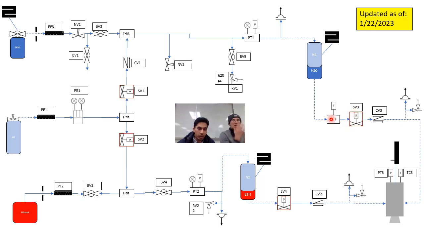So at this point, this tank and this tank have ethanol and nitrogen? Yes. Okay, good. But yeah, they're still separated by SV1 and SV3. Makes sense. And SV3 and SV4 are closed.